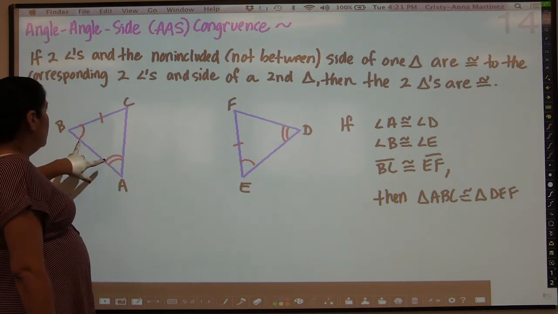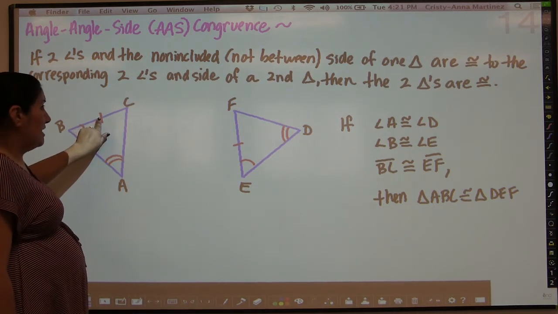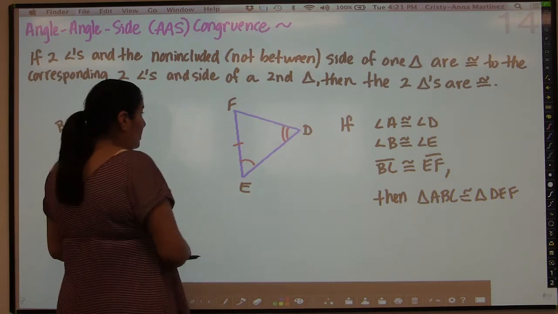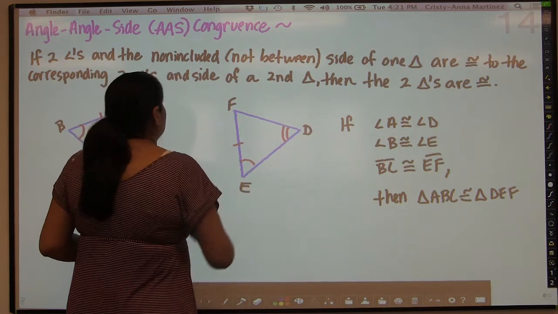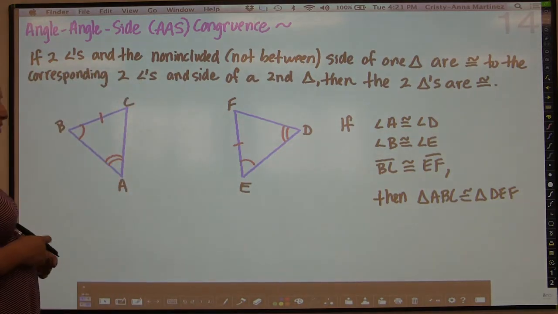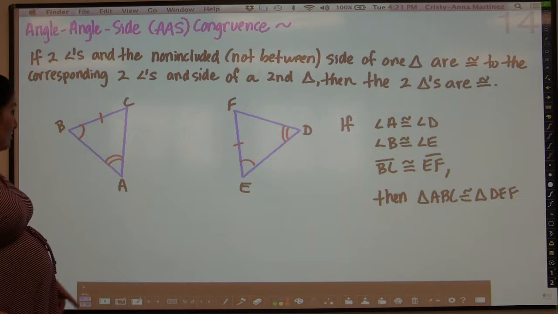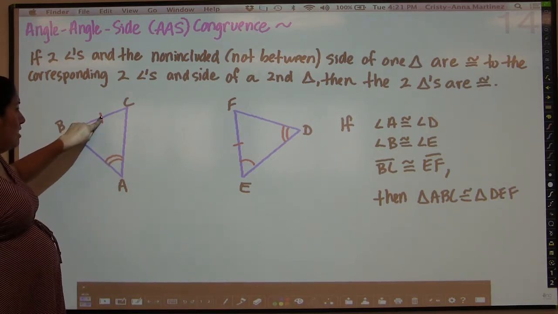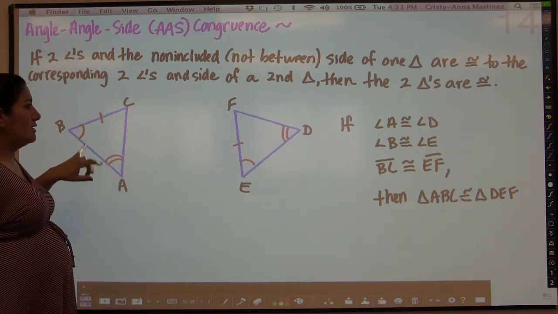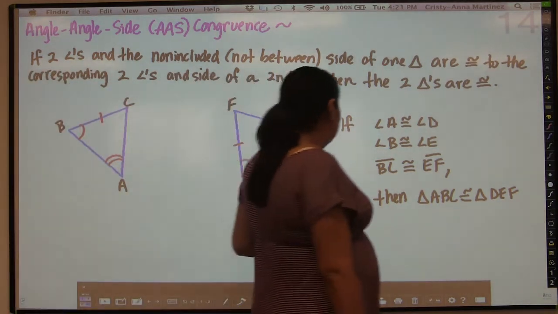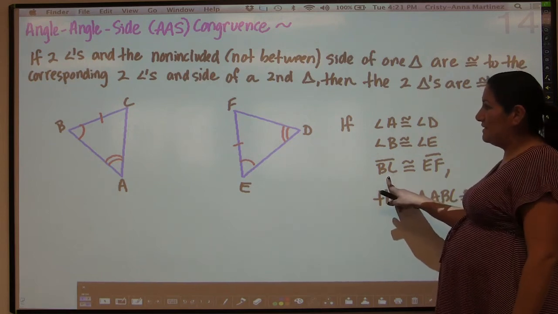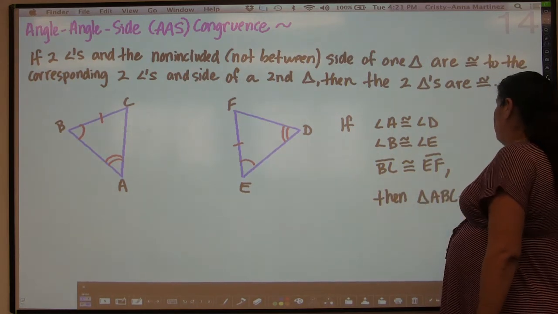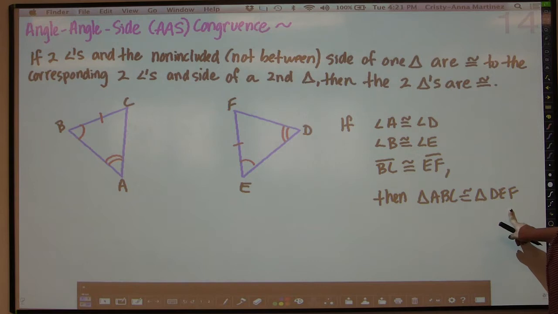And if those two angles and the non-included side of one triangle are congruent to the corresponding two angles and the non-included side of the second triangle, then the two triangles are congruent. So again, we're looking for angle, angle, side, so we're going to go from angle to side, not angle, side, angle. So in this case, if angle A is congruent to angle D, and angle B in turn is congruent to angle E, and this time BC is congruent to EF, then the triangles are congruent.